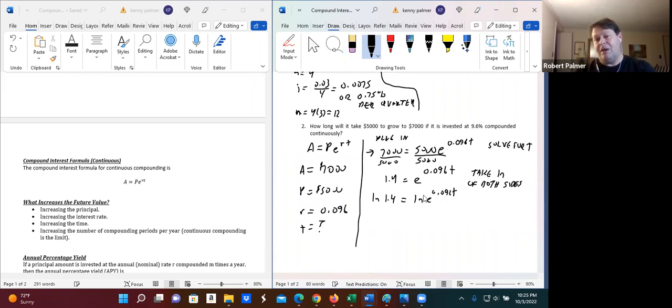Now, since the natural log and e are inverses of each other, these cancel each other out, and we're left with the natural log of 1.4 is equal to 0.096 times t. Then just divide by 0.096 to get t by itself. So t is equal to the natural log of 1.4 over 0.096. Once again, we use Desmos for this.